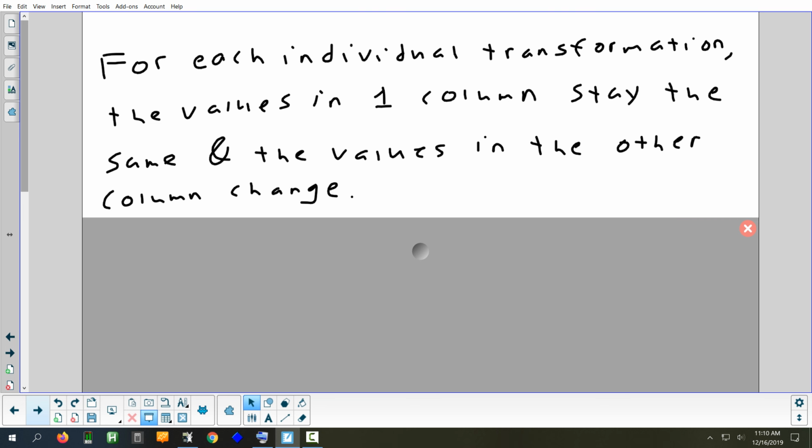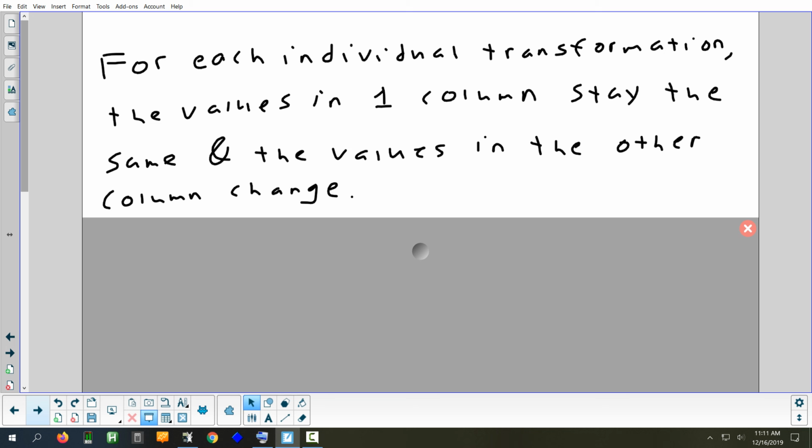So maybe I'll give you one today where you shift left. That's it. If you shift left, that's the only thing you're going to do. So what that means is one column, either the x's or the y's, will change. And since that's the only transformation you're doing, the other column will stay the same.